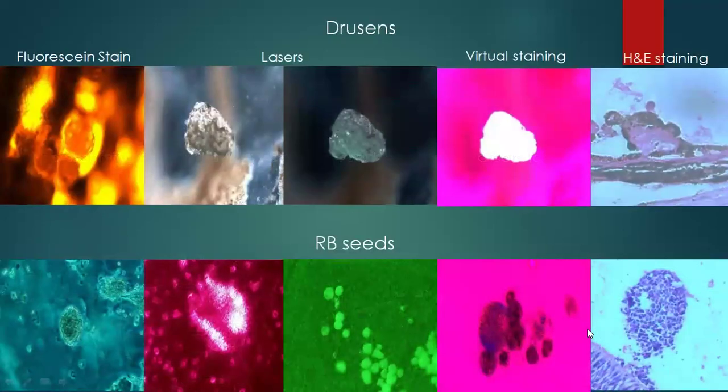And you see this Drusen, how it looks. This is Drusen in fluorescent, Drusen in laser with a filter used, so it is a bit whitish in color, virtual stained Drusen and H&E stained Drusen. The retinoblastoma seeding: active seeding in fluorescent, laser showing inactive seeds in red laser and active seeds in green laser, virtual staining with polarizer showing the seeding, and this is the H&E section of the seeding at 40x.